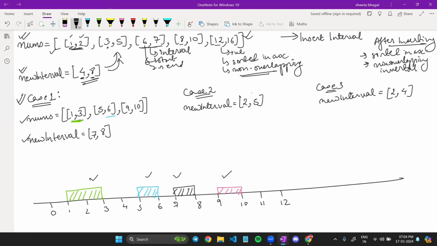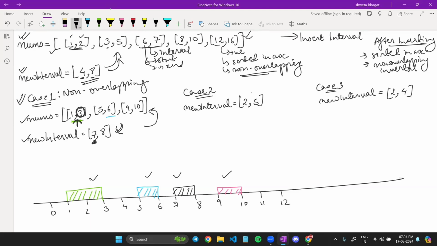So it means that each of them is non-overlapping. So what would be our first case? Our first case would be that each of them is non-overlapping. It means that the new interval which we want to add to this nums is not overlapping with any of the intervals present in nums, correct? So this would be our first case. Now, how are we going to check this? We will simply iterate over nums. Say, for example, we are at this element of nums and we will check whether the end of this interval is less than this 7 or not.